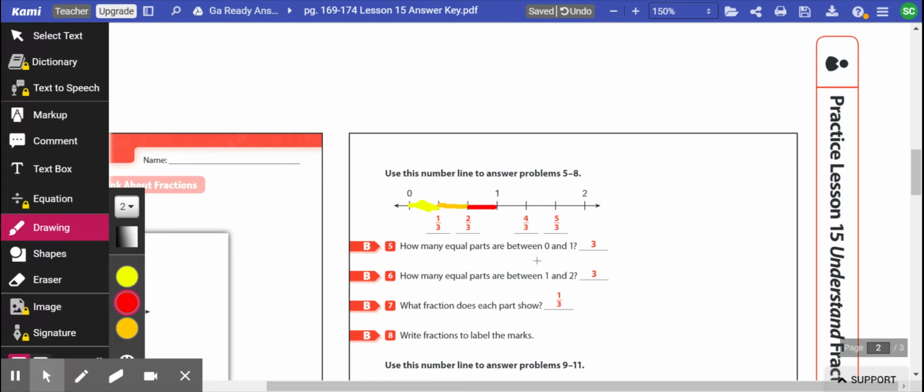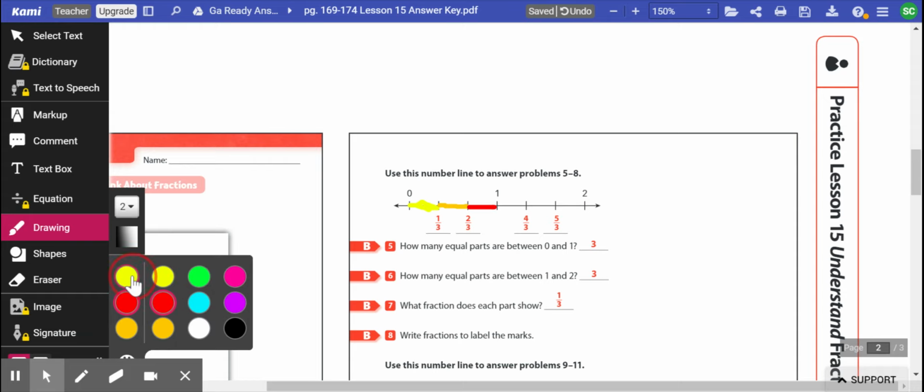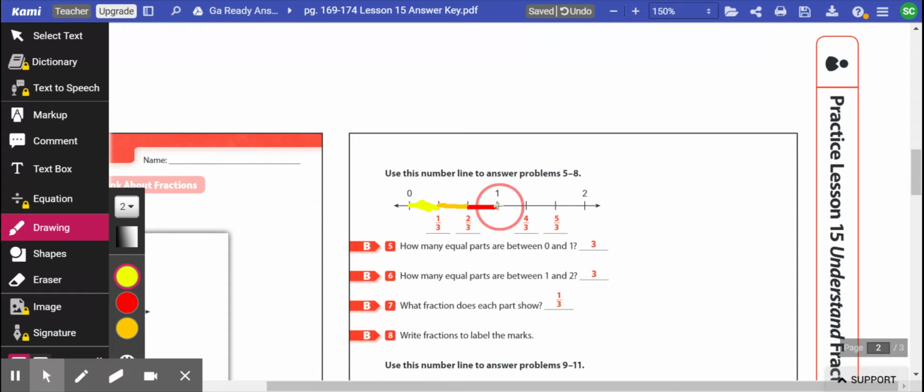How many equal parts are between 0 and 1? Well, 1, 2, 3. How many equal parts are between 1 and 2? All right, let's count again. Starting at 1, there's 1, 2, 3. So there's 3 equal parts. So each part shows 1/3 of a whole.